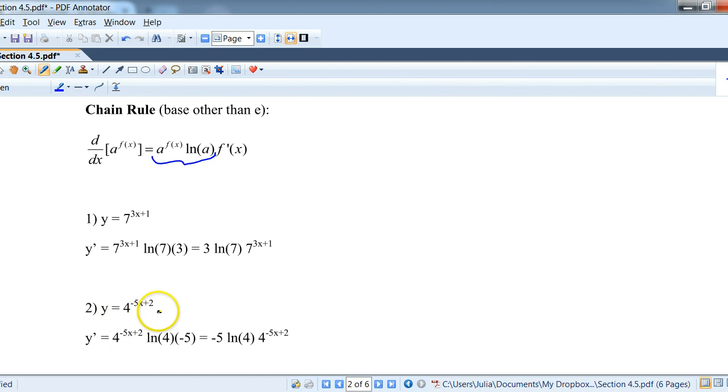Same thing with 4 to the negative 5x plus 2 power. Again, how we take the derivative: if we focus on the outside first, typically I copy itself, the function, times the ln of the base, which is 4, times, think about it, what's the derivative of the exponent? It's negative 5, and again, we rearrange it a little bit and put the constant and the ln of the base on the front.